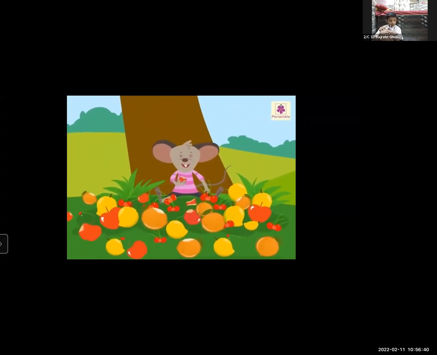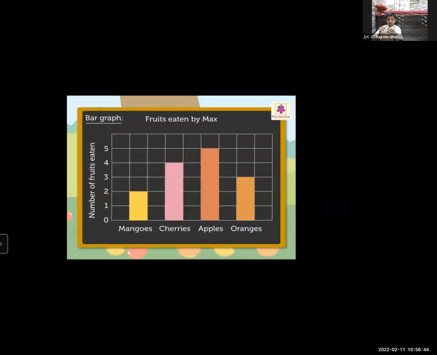Max, the mouse, ate some fruits. Let's read this bar graph. Here the title, Fruits Eaten by Max, tells us the bar graph is about the number of fruits eaten by Max, the mouse. The labels tell us that the data is about the kind and number of fruits eaten.